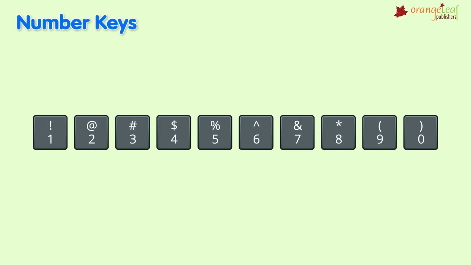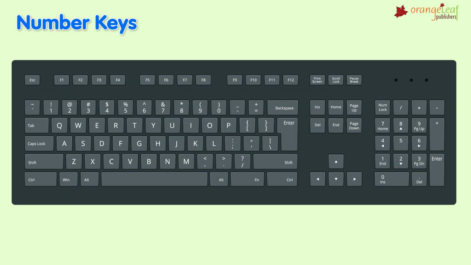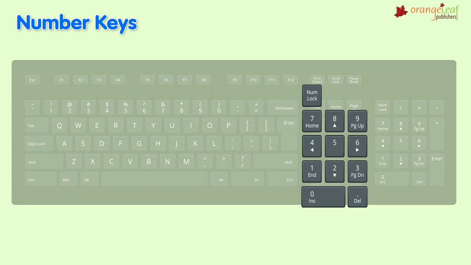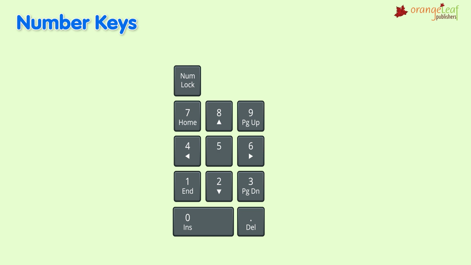Number keys. There are 10 number keys. We use number keys to type numbers. On a keyboard, there are 2 sets of number keys. One set is above the alphabet keys. Another set is on the right side of the keyboard. This set is also called the numeric keypad. The numeric keypad works only when the number lock key is on.